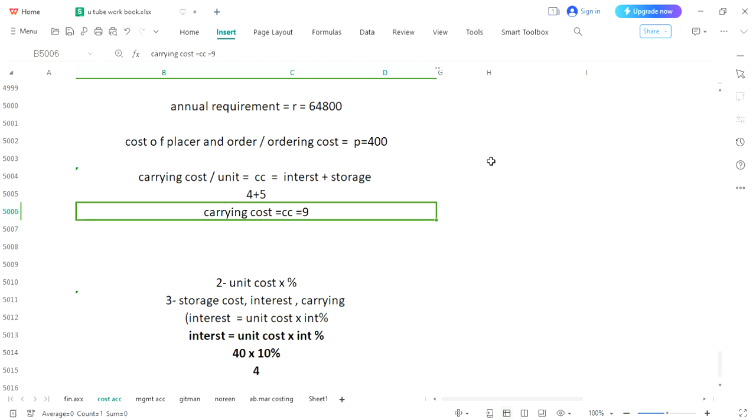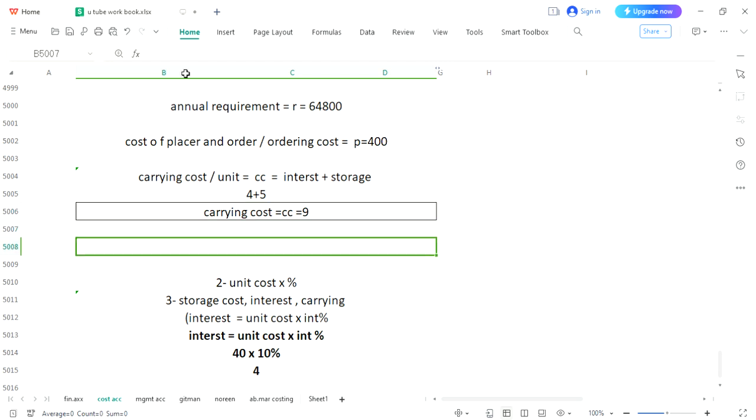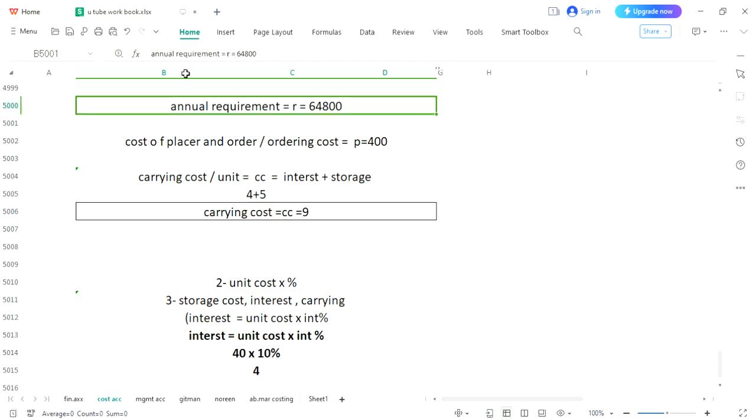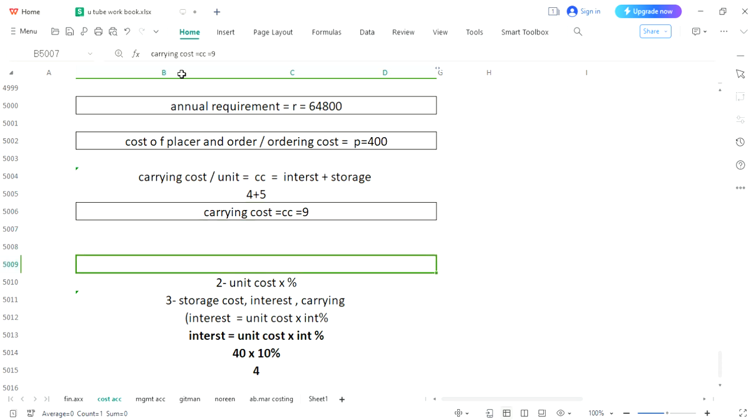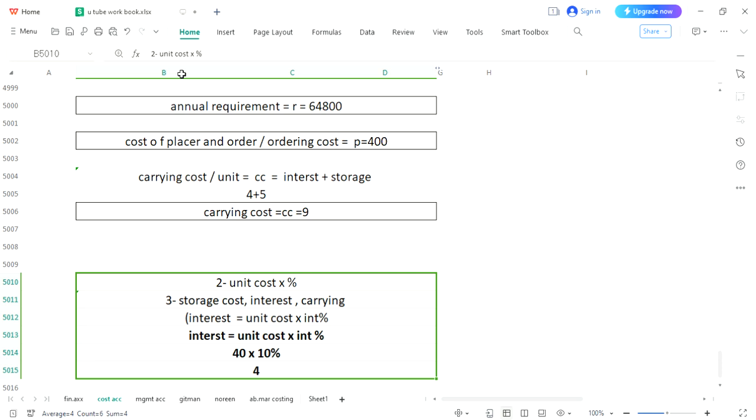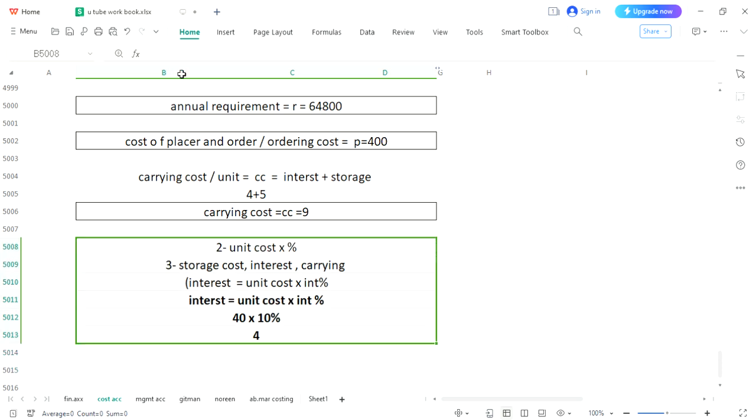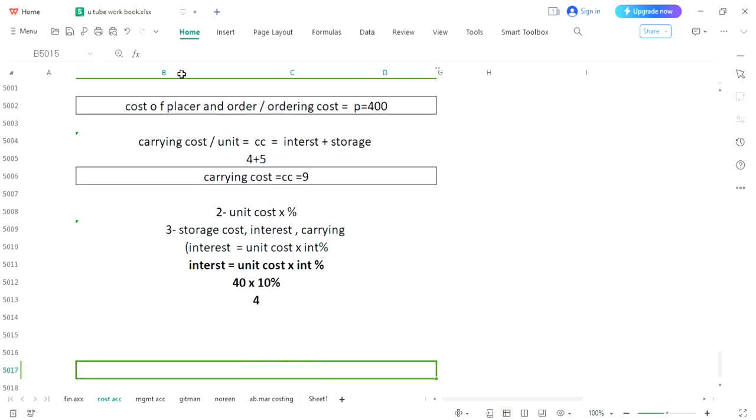So hopefully all elements have been calculated and we are now going to see if anything else is needed to calculate our order quantity. Annual requirement was needed, and we have mentioned it. Cost of placing an order was needed, and we have mentioned it. CC was required and carrying cost has also been calculated. So in this way we are now ready to put these amounts in the formula of economic order quantity.